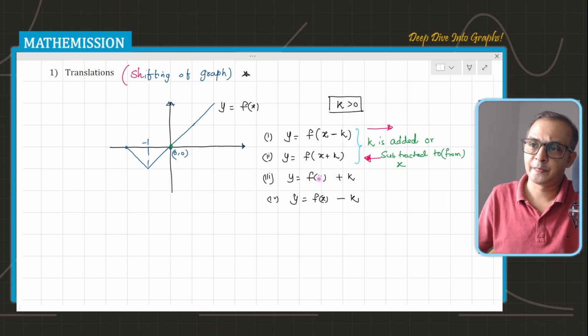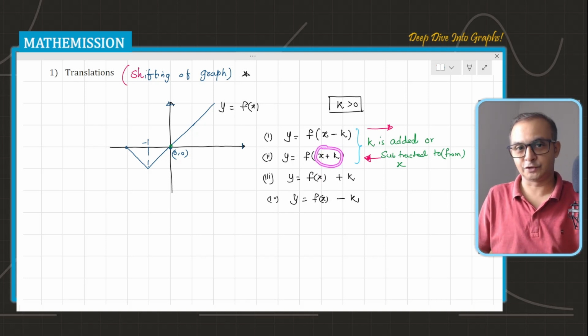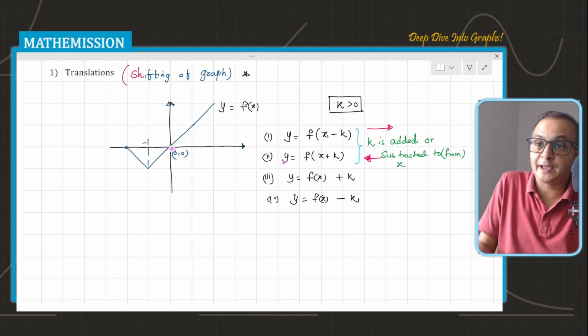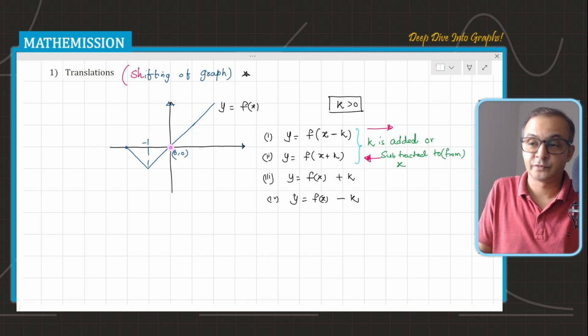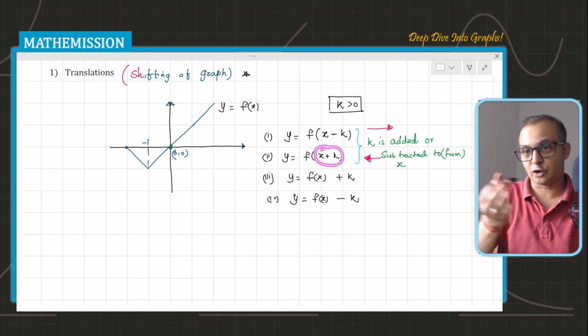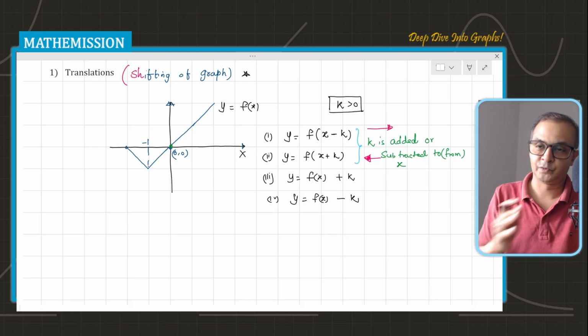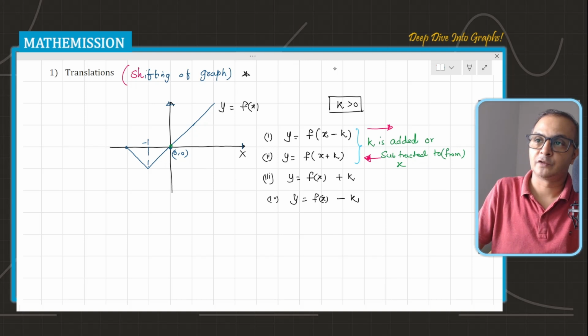In the same way, suppose you have x plus k. It means you have to ask yourself at what value of x the y value will become 0, so that it will exhibit this kind of nature. It means I have x equals to minus k, and where is minus k on the x-axis? It is to the left of the origin, k unit. It means the entire graph will be shifted k unit leftward.